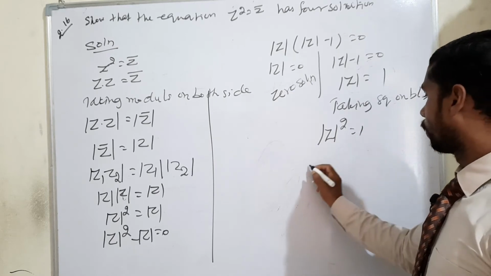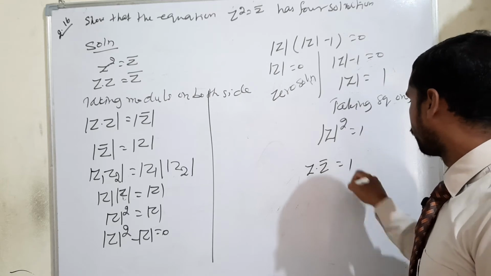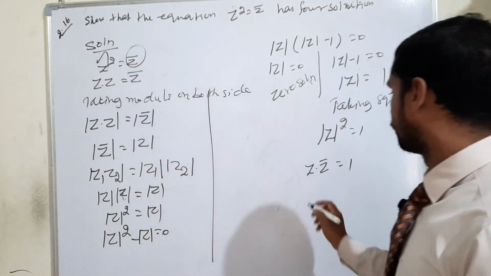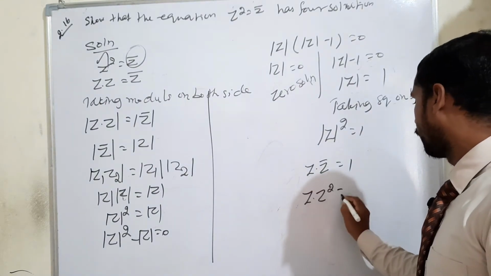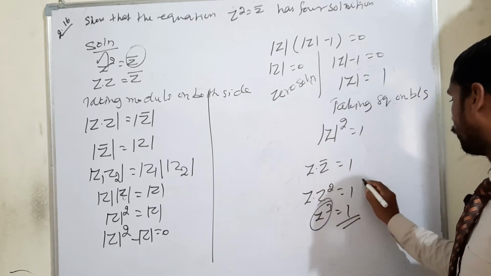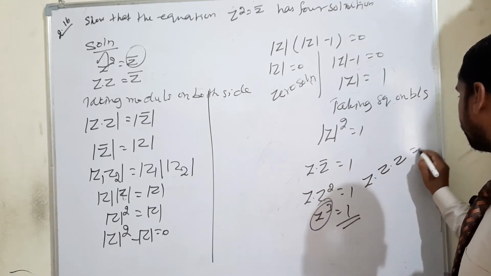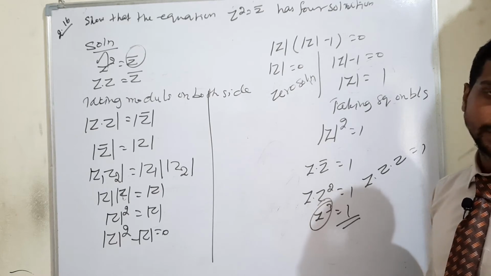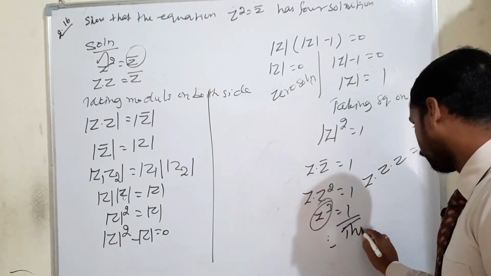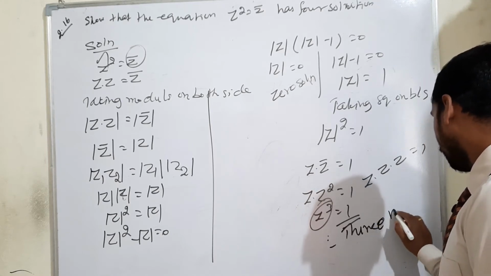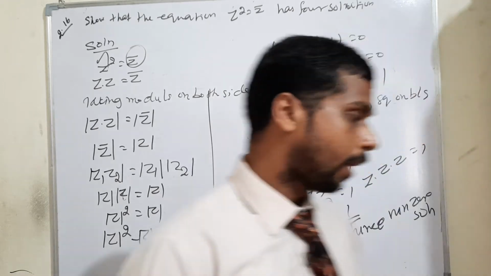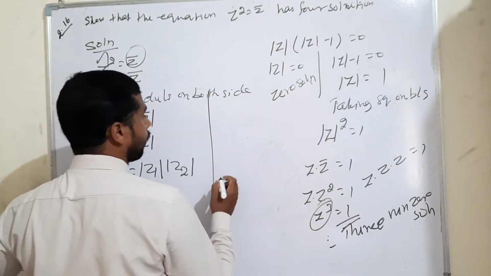So modulus of Z square means we know one property, Z into Z bar is equal to 1. The given condition clearly says Z bar is equal to what is the value? Z square. Therefore Z into Z square is equal to 1, means we can write Z cube is equal to 1. What is the meaning of Z cube? Z into Z into Z. So we have three non-zero solutions. Therefore here three non-zero solutions. Therefore in total we have four solutions.